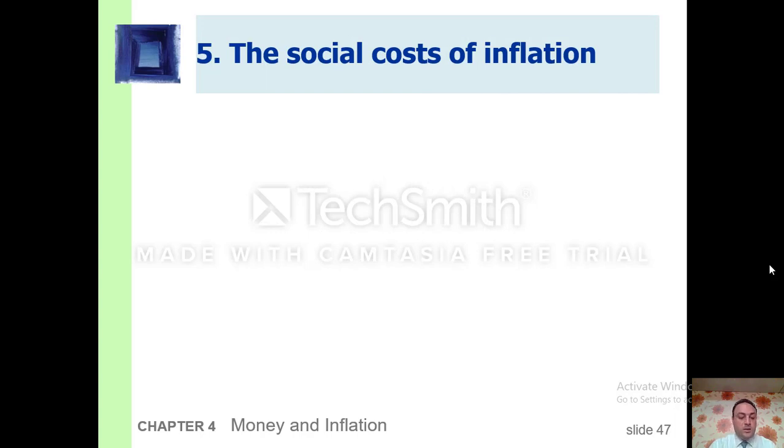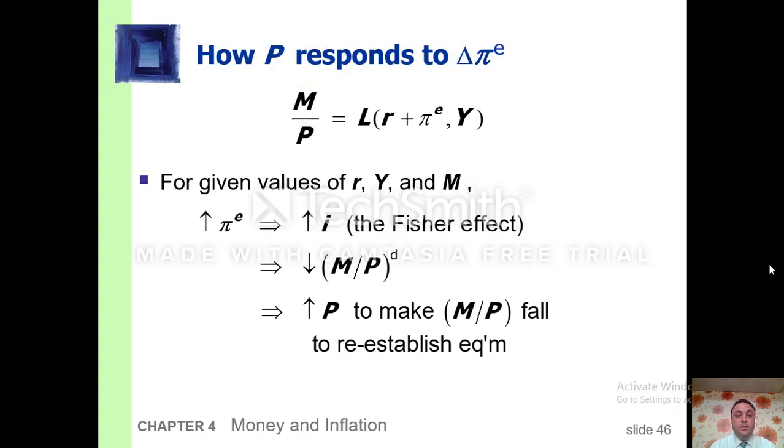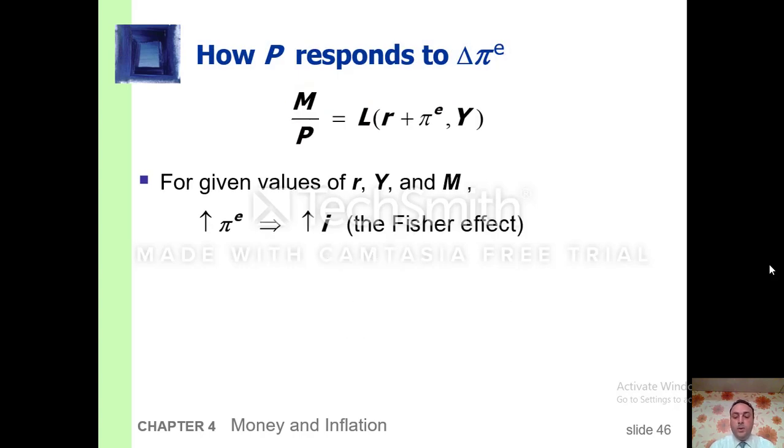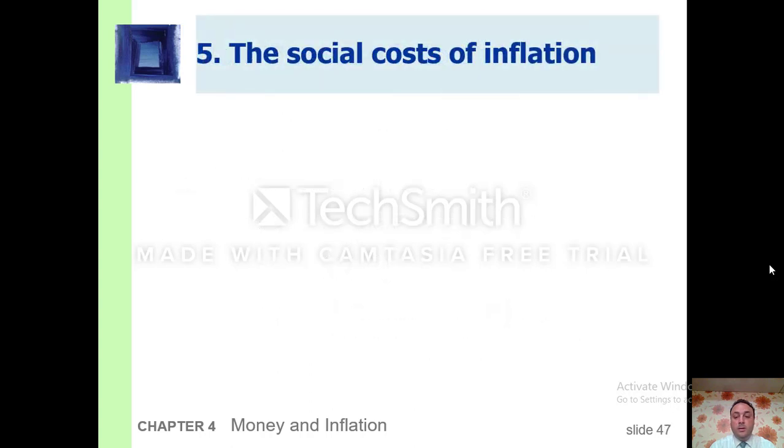So let's stop here for this part about the inflation rate, the nominal interest rate, and the relation between them. And we will continue our chapter, inshallah, next lesson, about the social costs of inflation and hyperinflation, and why governments create this inflation, and so on.